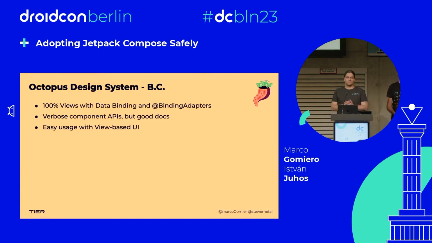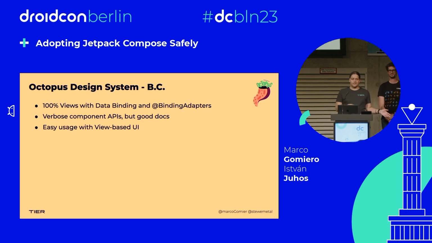Okay, so fortunately, we already had a design system in place at Tier. It's called Octopus. And to understand the struggle we went through to finally get to the Compose side, let me give you a short history lesson of what Octopus was like before Compose. That's what BC stands for.